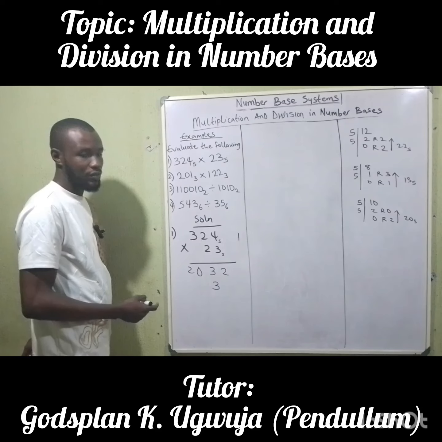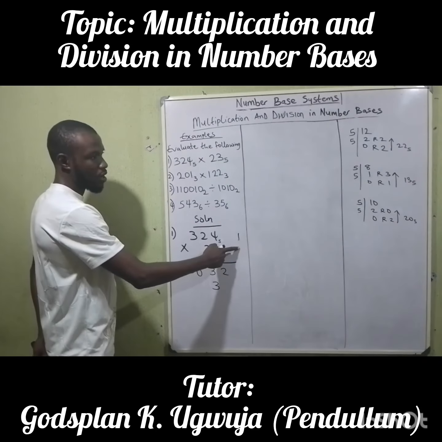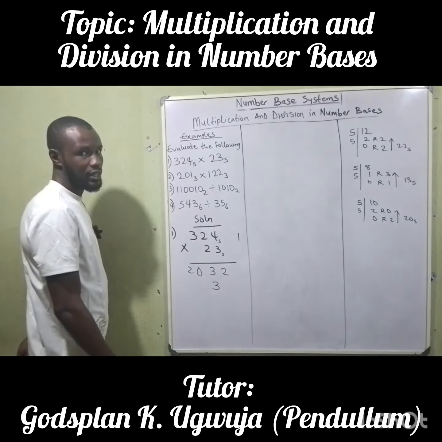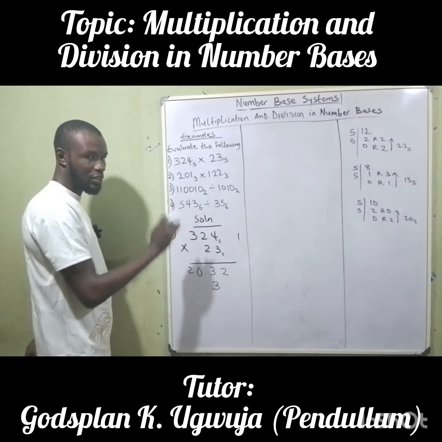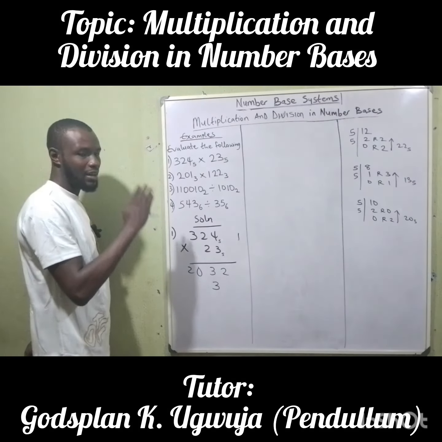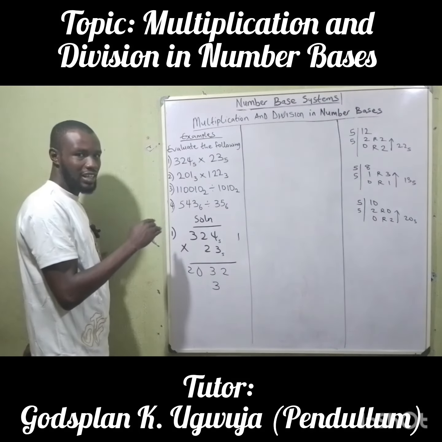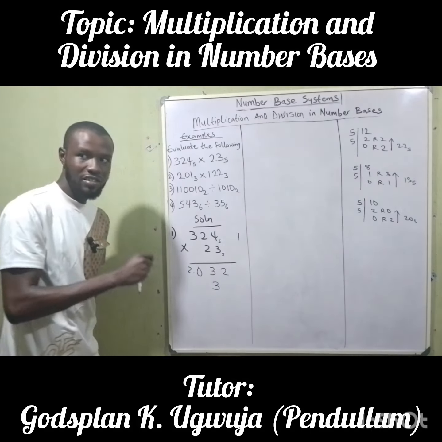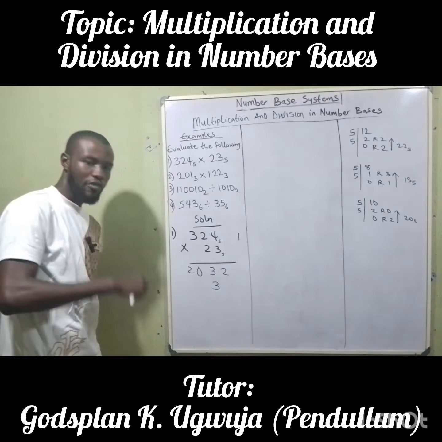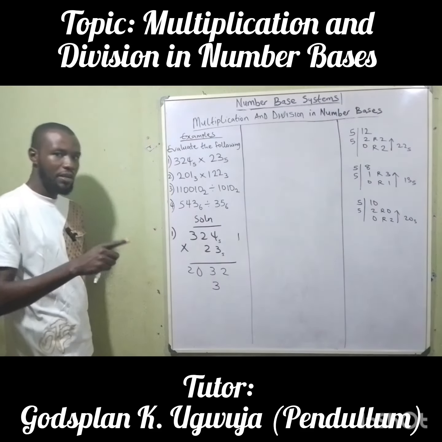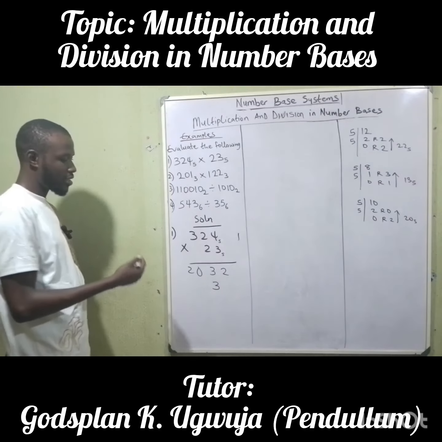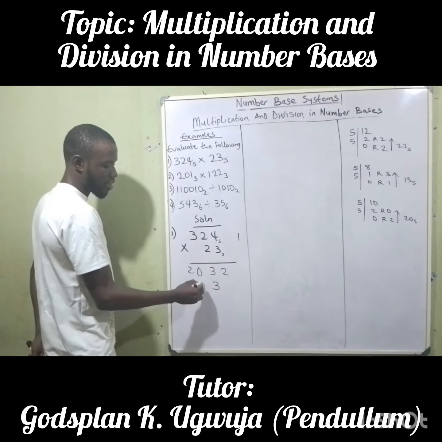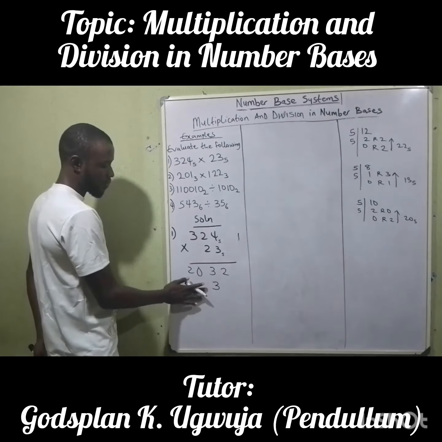2 times 2 is 4, plus that one we carried, 5. Please don't write 5. Remember, if the number you get is 5 and above, if it's greater than 4, which is the highest digit in base 5, you need to convert that number to base 5. If you convert 5 in base 5, it gives you 10. So that's 0, carry 1.